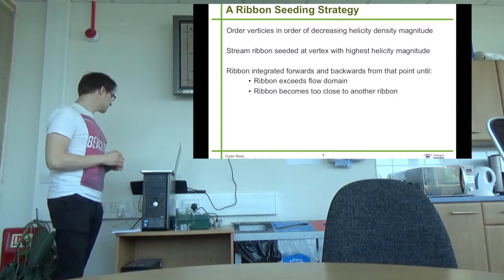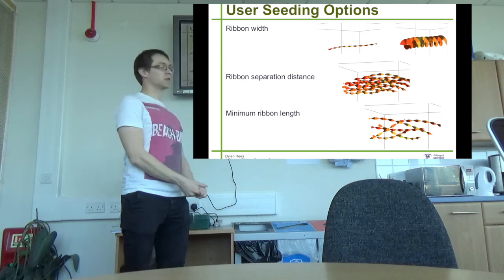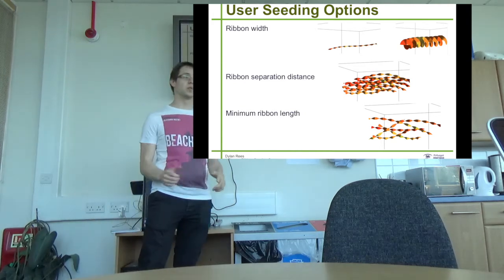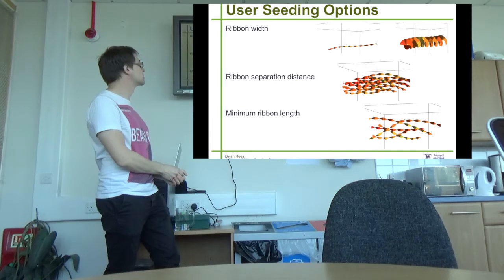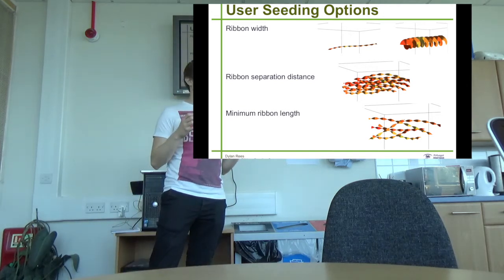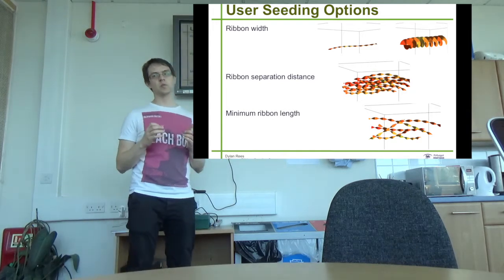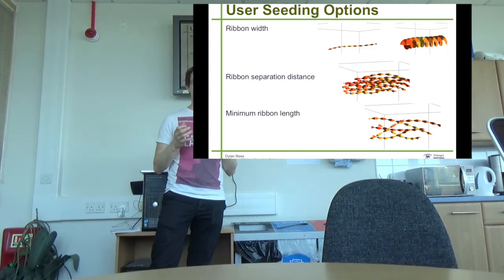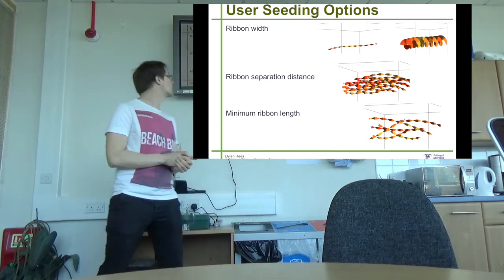There are a few seeding options to go with the algorithm. The first is the ribbon width. The user can decide if they want wide ribbons or narrow ribbons. We can see an example in the top two images here, where we have a wide ribbon and you can see the twisting more easily versus the smaller ribbon. However, if we have a lot of these wide ribbons, we tend to have a lot of clutter in an image, and it can cause occlusion problems.